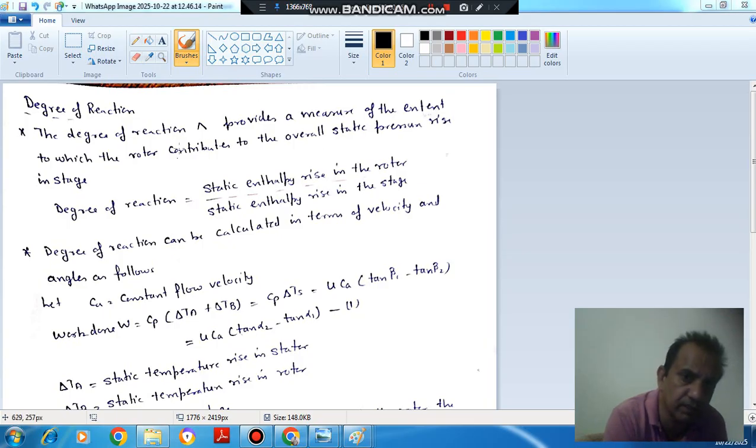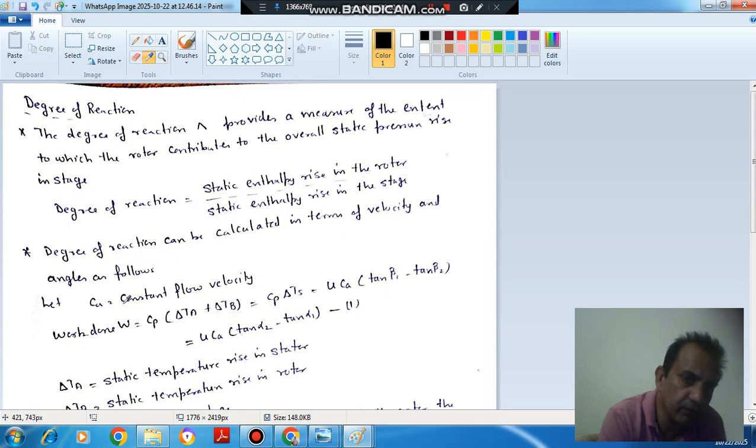The degree of reaction is defined as the static enthalpy rise in rotor to static enthalpy rise in stage. Okay, so that is your degree of reaction: static enthalpy rise in rotor divided by static enthalpy rise in stage. Or we can say the pressure rise in rotor to pressure rise in stage. And this degree of reaction can be calculated in terms of angles and velocity.